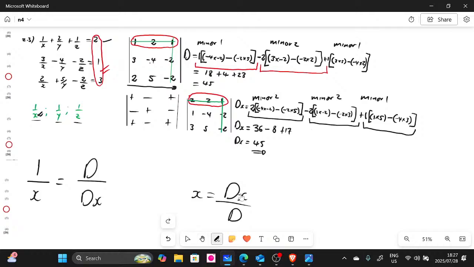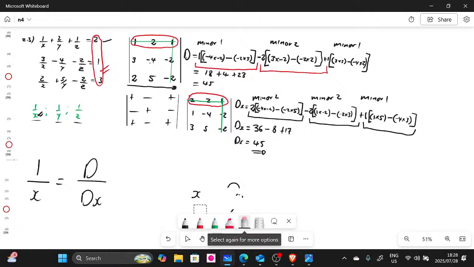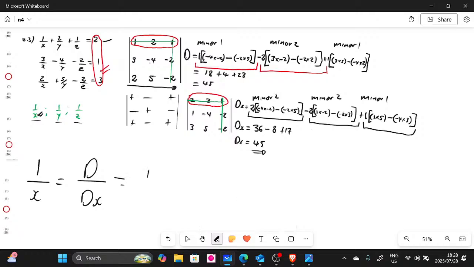I hope you understand. Let me erase before our mic switches off. Now, since our d and dx are 1, it really doesn't matter. It's just going to be 1 over 1, which gives us 1. So 1 over x is equal, therefore x is going to be 1. So our x here is actually 1. I hope you understood. The reason I'm in a rush is that I don't want our mic to die on us.